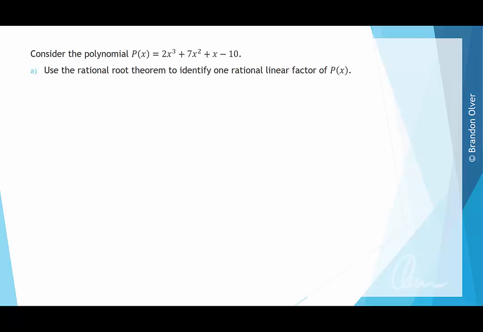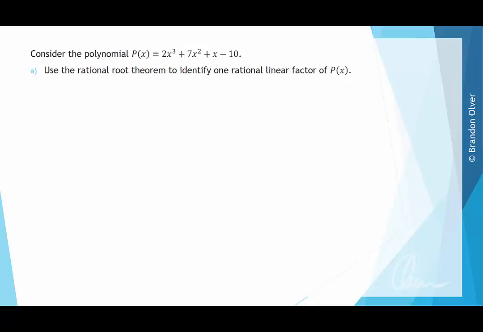Consider the polynomial p of x is equal to 2x cubed plus 7x squared plus x minus 10. For part A, we want to use the rational root theorem to identify one rational linear factor of p of x. So when we use the rational root theorem, we're interested in two of the terms in the polynomial.